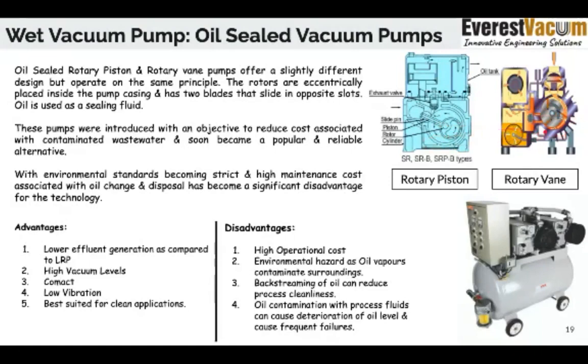Now, these eccentric rotors rotate eccentrically inside a fixed volume chamber, and when they rotate, they create different volumes, because of which there is expansion and compression, which ultimately leads to creation of vacuum. In such cases, oil is used as the sealing fluid.